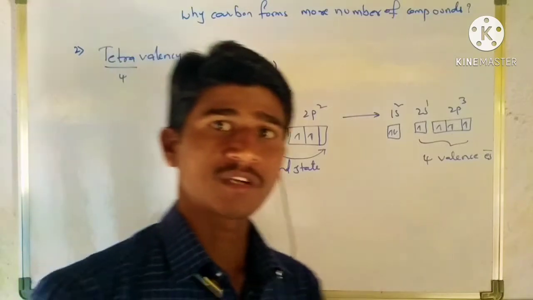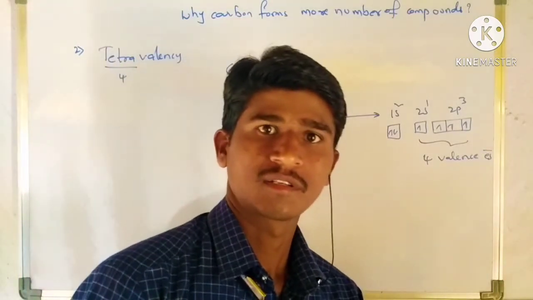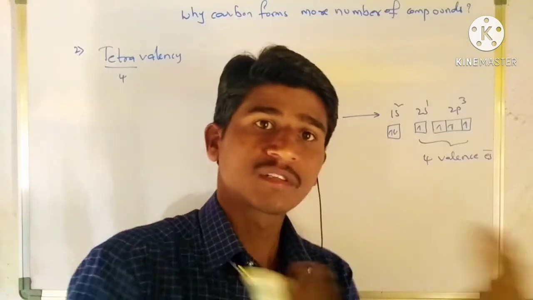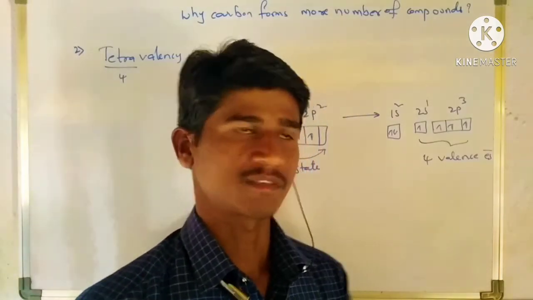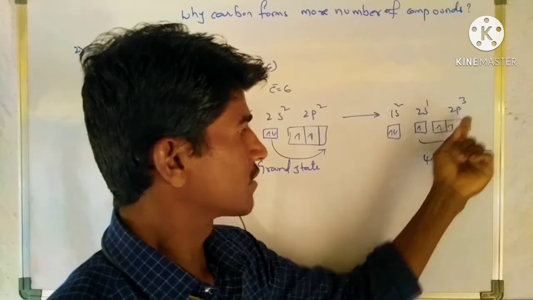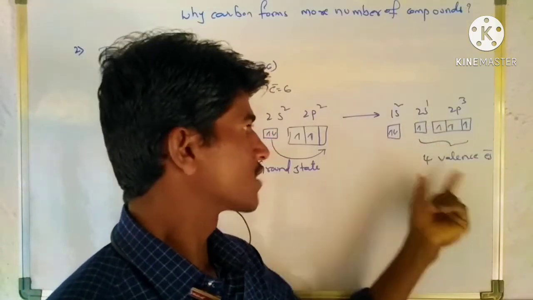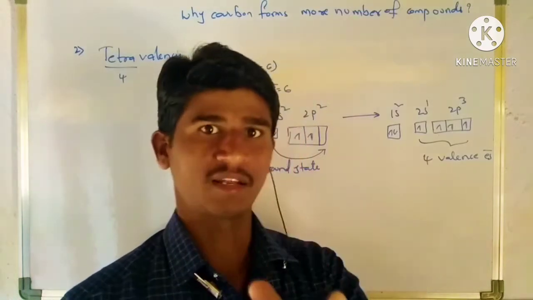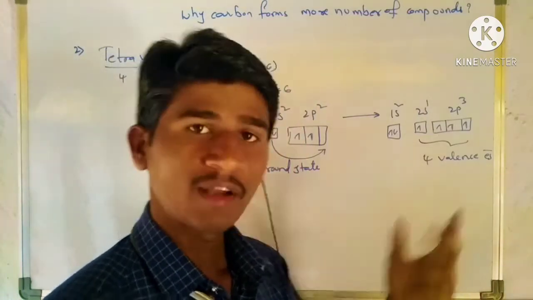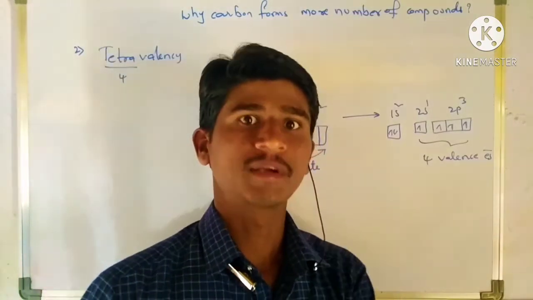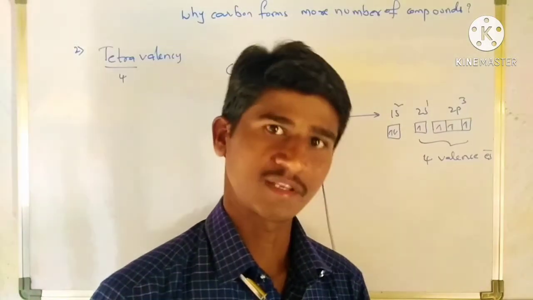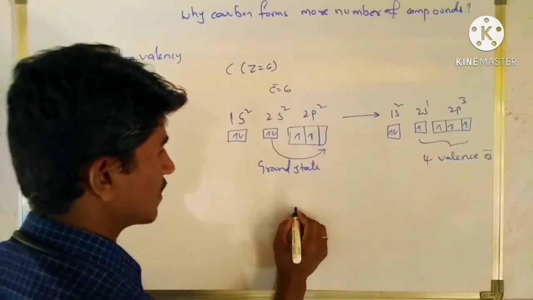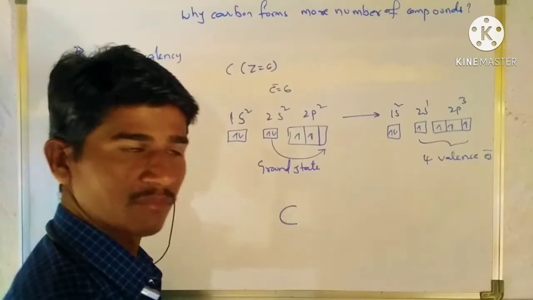The last orbit which has electrons in an atom is called the valence orbit. The number of electrons in the valence orbit is called the valence electrons. The second orbit has 4 valence electrons, so tetravalency. These 4 valence electrons generally participate in the formation of bonds in carbon. Here you can write the Lewis symbol of carbon like this, where C is the symbol for carbon.